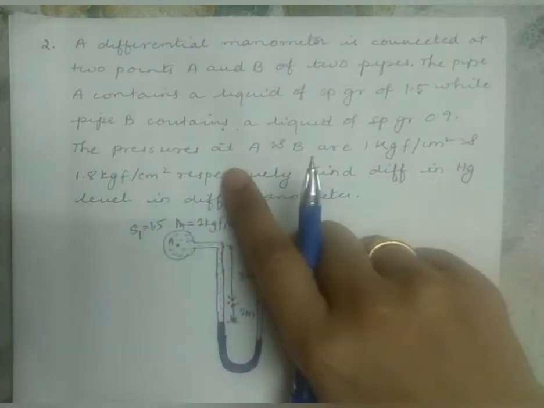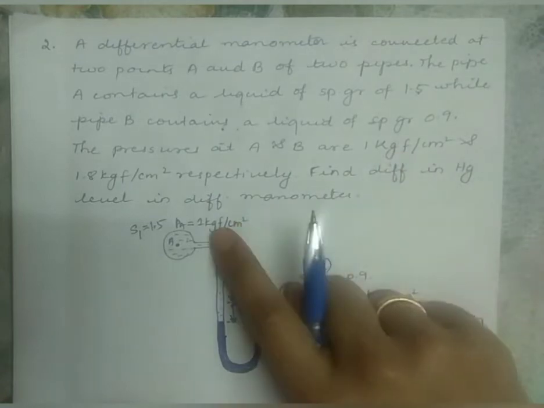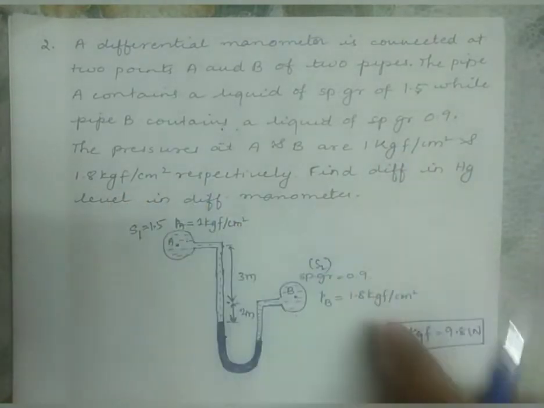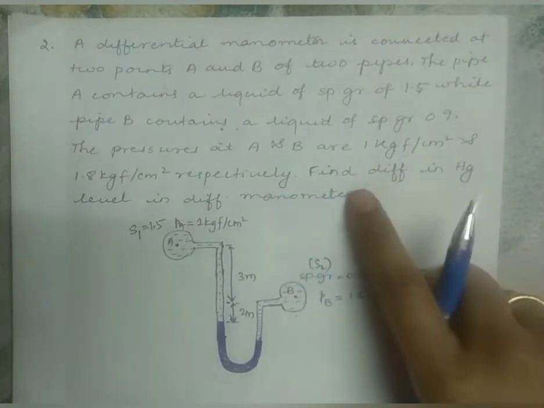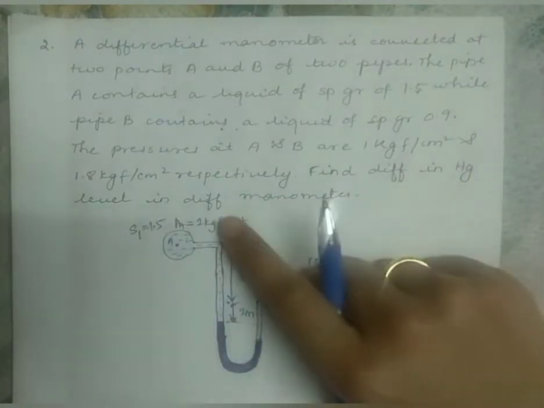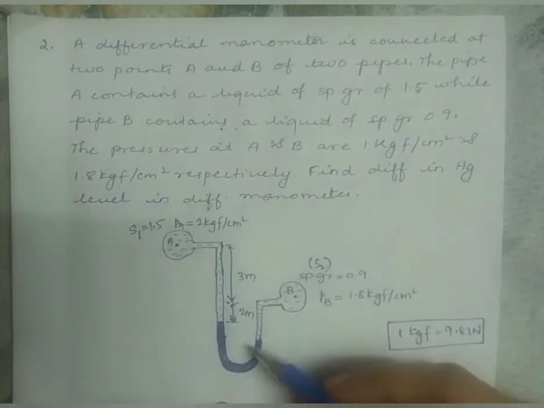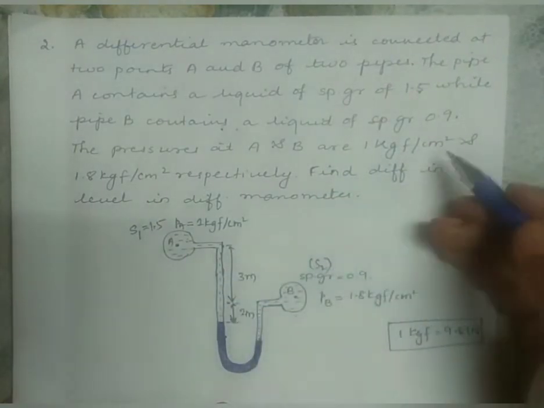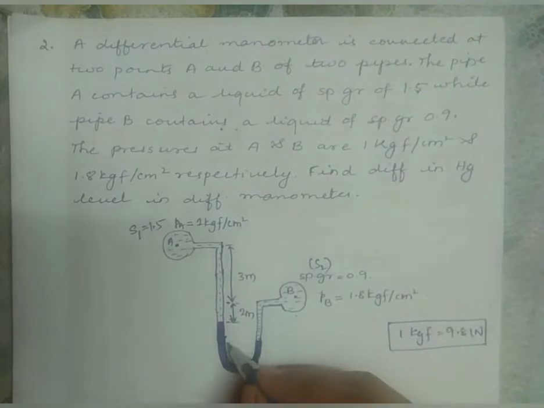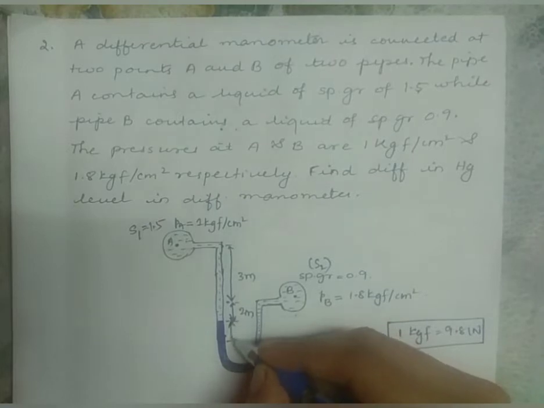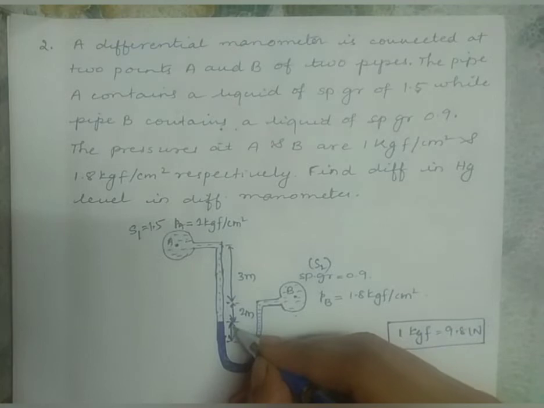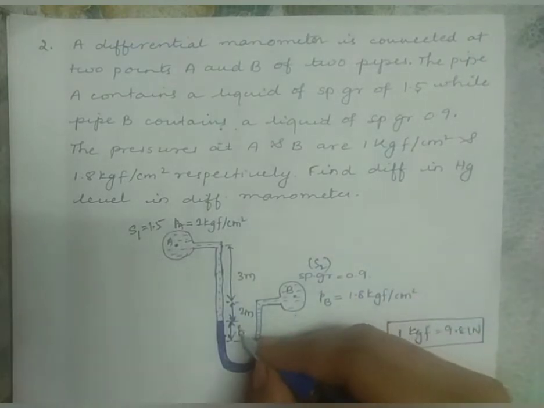The pressures at points A and B are 1 kilogram force per centimeter square and 1.8 kilogram force per centimeter square respectively. Find the difference in mercury level in the differential manometer. All the other dimensions are given. You just have to find the level difference between the right and left limb of the differential U-tube manometer. I am naming this difference in level H.